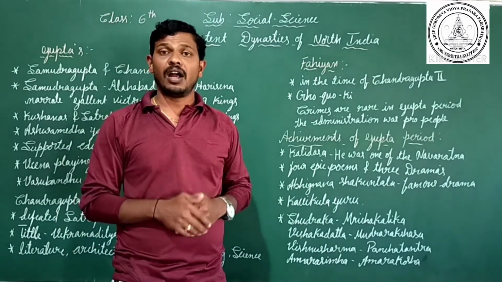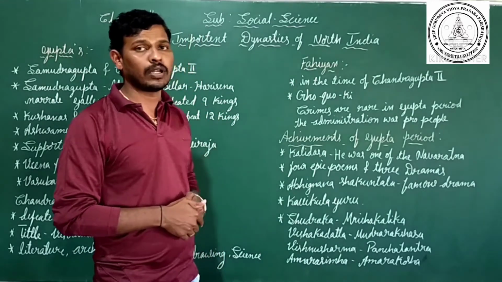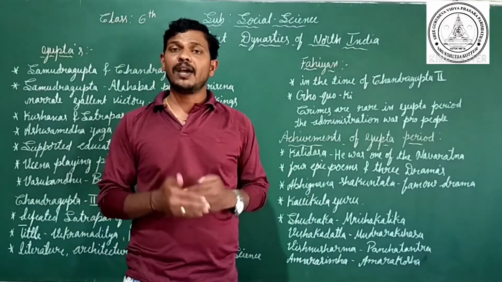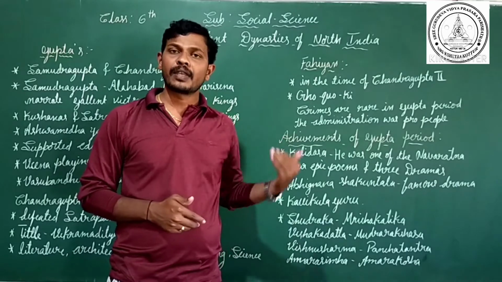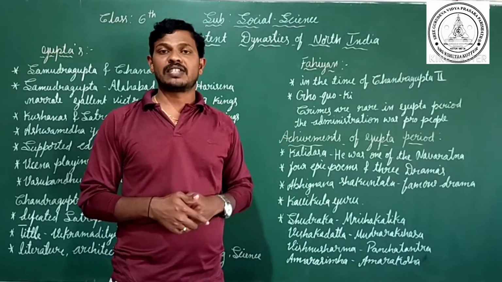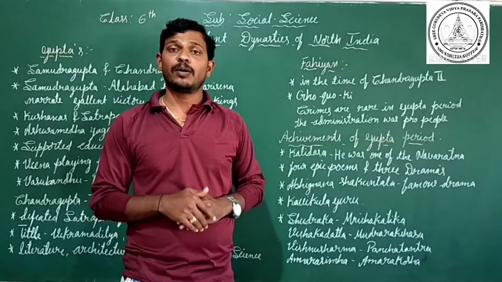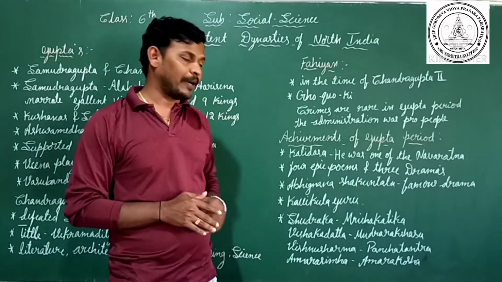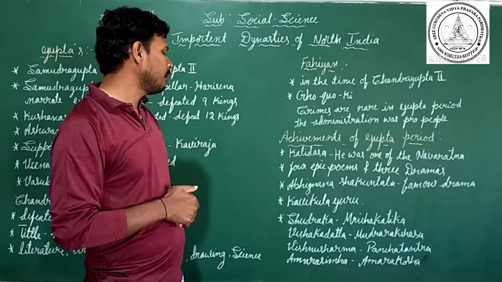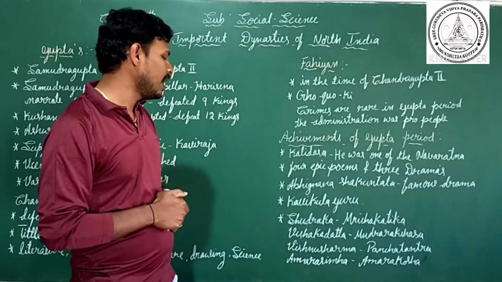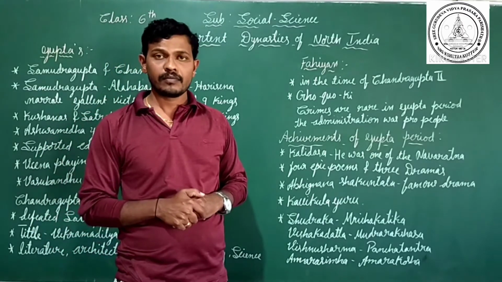So Kalidasa got a title we call Kavikula Guru. Like this, we find many important poets in the courts of Samudragupta and Chandragupta II. So who are the important poets in the Gupta period? They are Shudraka, Vishakadatta, Vishnu Sharma and Amarasimha.